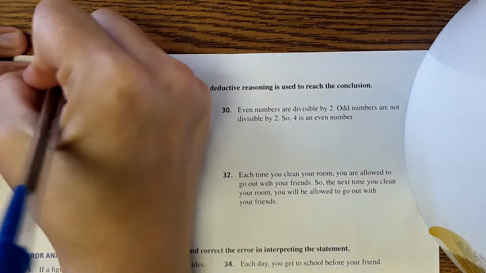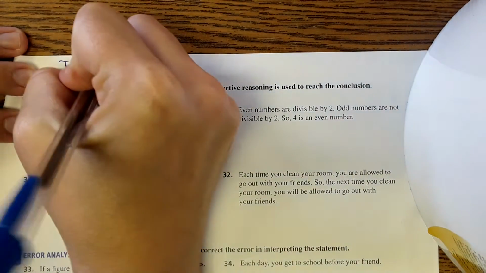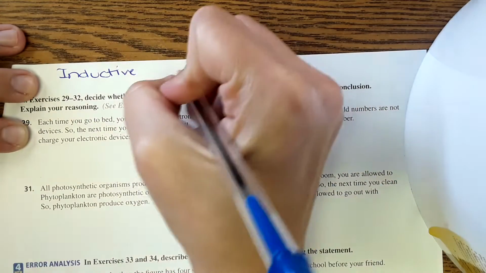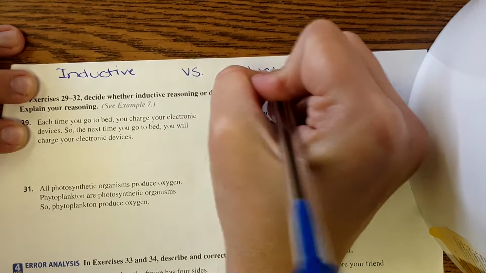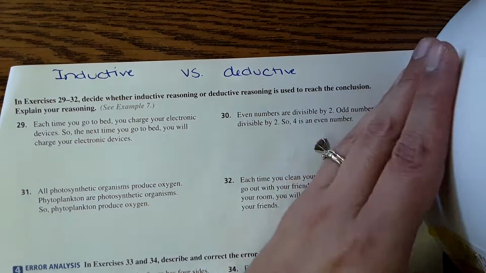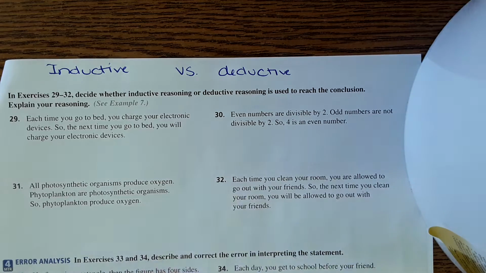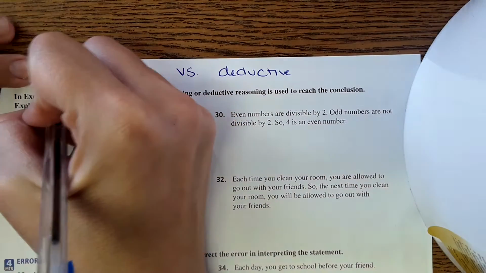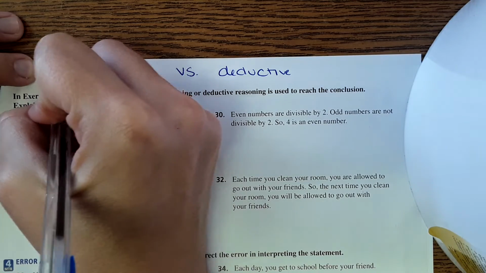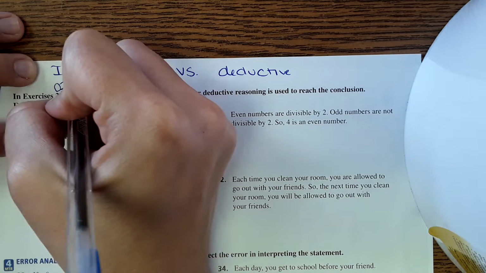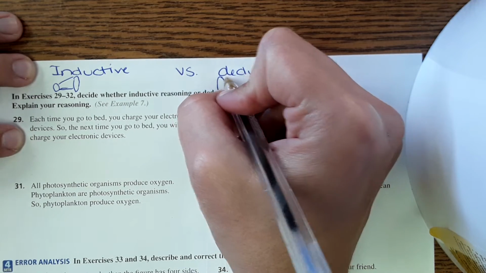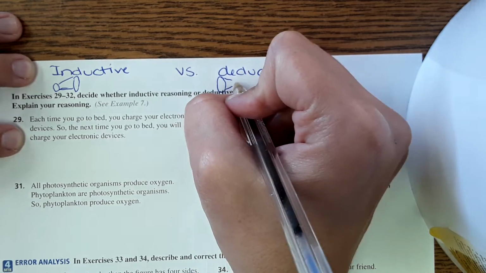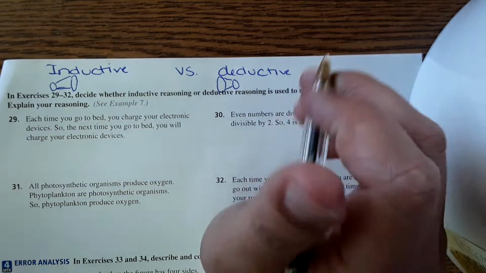Okay, so we have inductive, and write this on your paper as well, versus deductive reasoning. Now with inductive, we're taking like a smaller idea and generalizing to something bigger. With deductive, we're taking a bigger idea and saying something smaller, and this will make sense in a second.